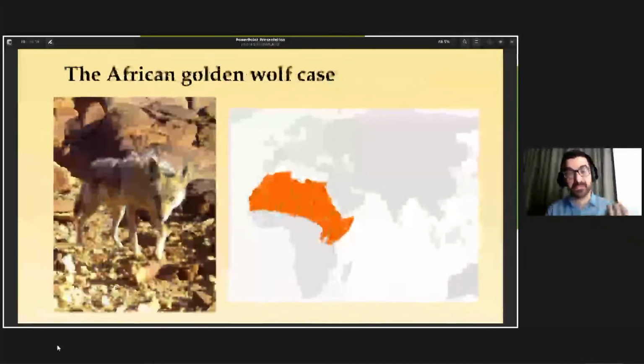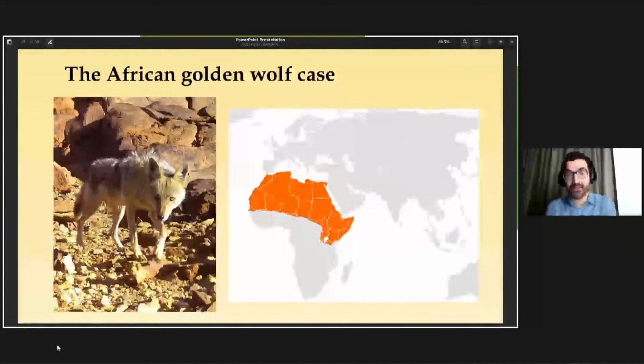This is the case that I know the best, the African golden wolf. This is the range of distribution of the African golden wolf in Africa. As you can see, the majority of it is in the Sahara desert. And even though in so many cases we speak with certain pessimism about how wild species are going to disappear or be affected in the future, in the golden wolf case we have some positive outcomes from the studies, and we have some room for hope for this species in particular.